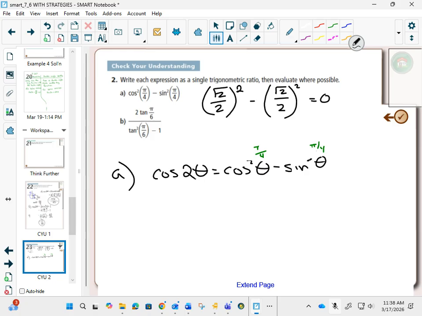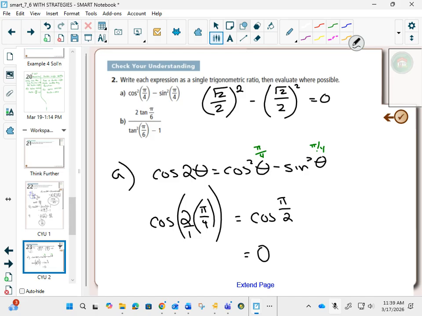So I could rewrite it as cos of 2 times pi over 4. Can I simplify that? Well, that's 2 over 1. How do I multiply fractions? Multiply the tops, multiply the bottoms. That's going to be cos of pi over 2. Is that on your pi plate? Absolutely. What's cos of pi over 2? X coordinate? It's 0. Same answer as we had before.